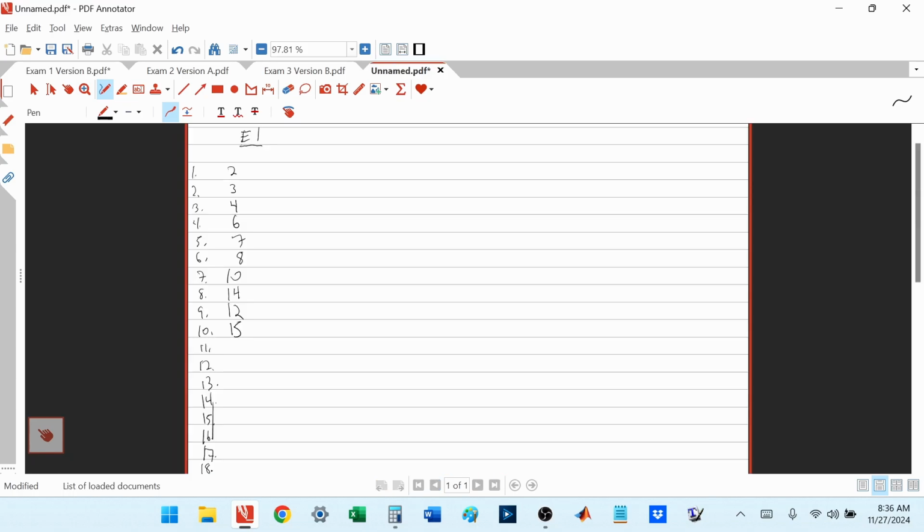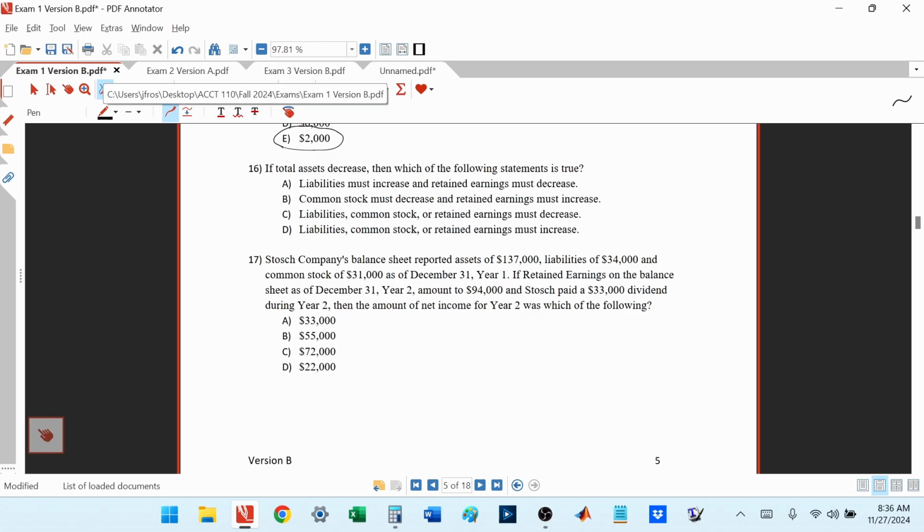Let's do 17. Stosh Company's balance sheet reported assets of 137, liabilities of 34, and so forth and so on. There's a lot of given information. Let's just jump down.